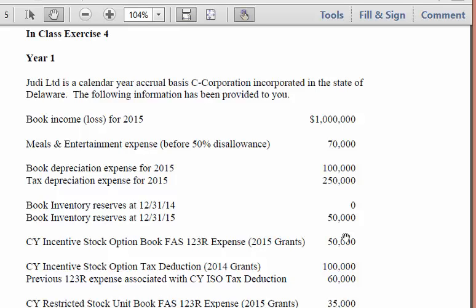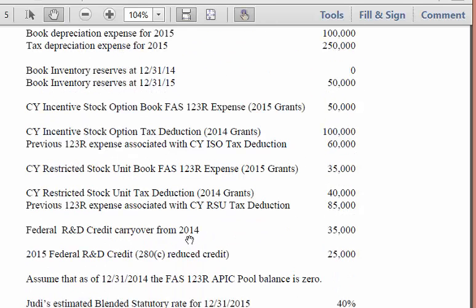Ooh, this is confusing. We have a credit carryover from 14 and then a 15 credit. So that's confusing, and we have both credits from last year carrying forward as well as credits that are generated this year. That's kind of thrown in there just to mess with you a little bit. Assume our APIC pool is 0 and our rate's 40%. See, you should applaud the fact that we're not doing state taxes there.